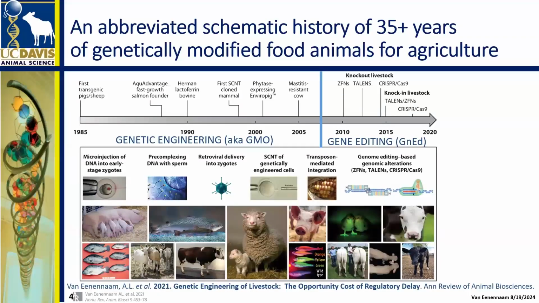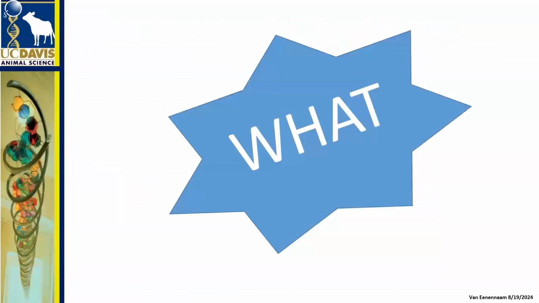And then what happened in the early 2000s was we started to have the introduction of these things called gene editors: zinc fingers, TALENs, and CRISPR-Cas9. And that's going to be a lot of the focus of today, because we're entering a new era, moving on from random integration of genetic engineering constructs to targeted alterations at particular locations in the genome, and that's known as gene editing.